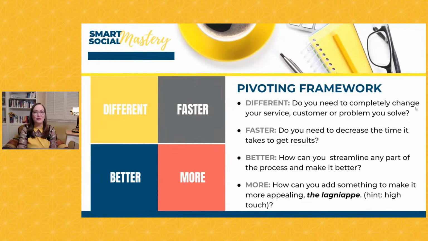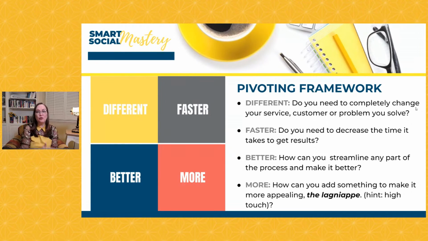So here's the diagnostic tool. Okay, great. So it's a pivoting framework and I call it different, faster, better, and more. And what you do is that you sit down and you have a discussion with yourself on a piece of paper or with another coworker or with a friend, and you will put this together in this way. So the framework is basically these 4 questions. Do you need to completely change your service or customer problem you solve? So that is something that is maybe true, but we'll get into that in a minute.